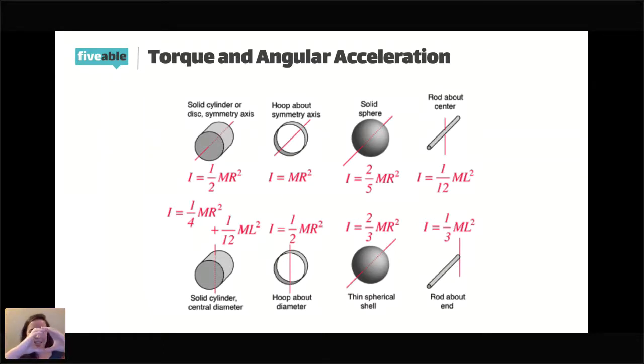We're talking about the disk with the axis of rotation pinning it through this way. So the moment of inertia for a solid one is 1/4 mr squared plus 1/12 ml squared, where L is the length of the cylinder or the thickness of the disk. And for a hoop, it's just 1/2 mr squared.